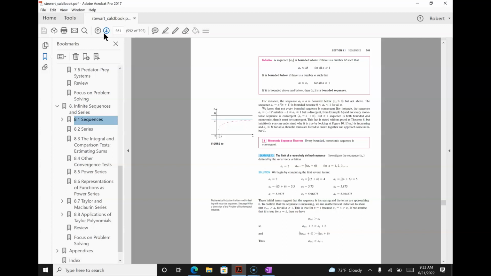But oftentimes it'll be easier just to be able to show that it's always increasing and there's a higher point. There's a highest point, right? So every bounded monotonic sequence is convergent. That's what we want.